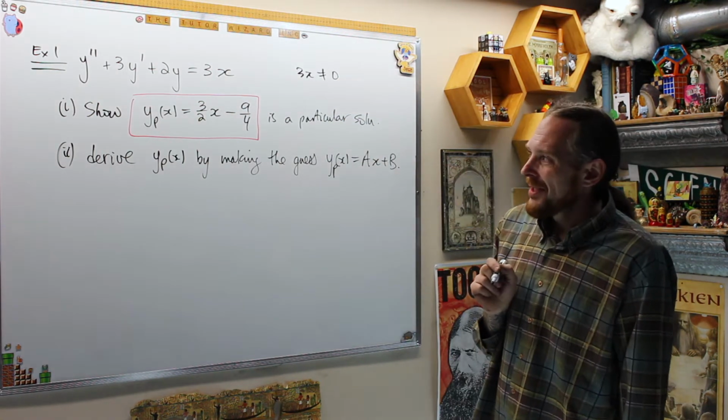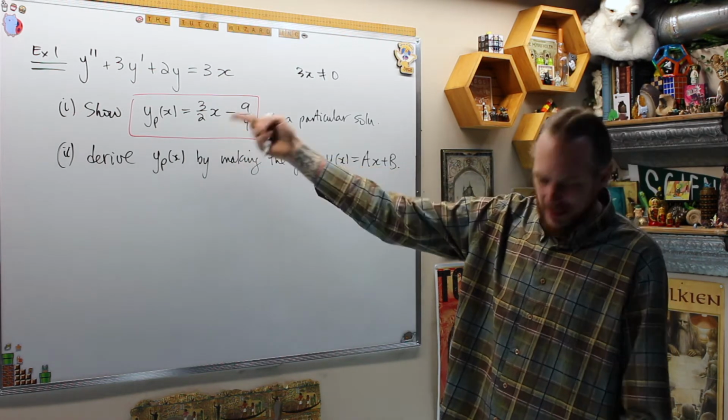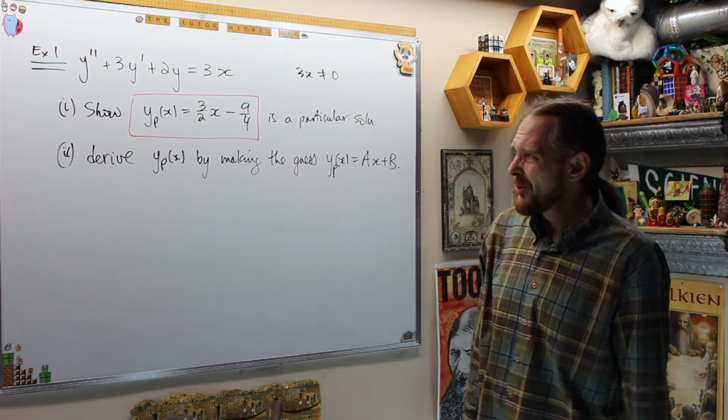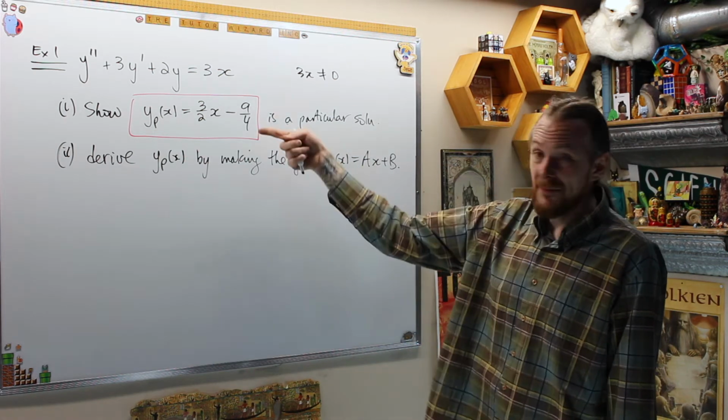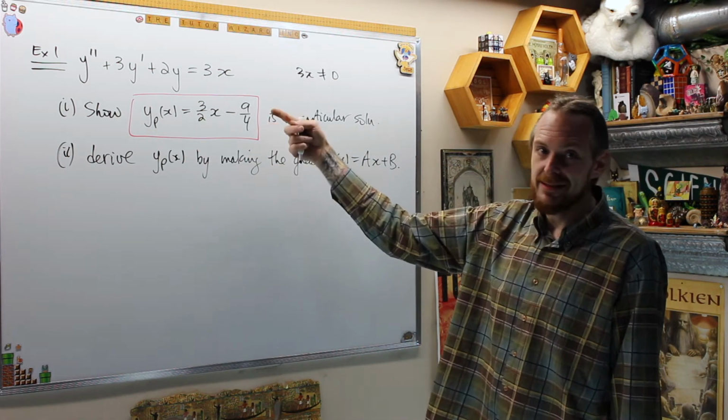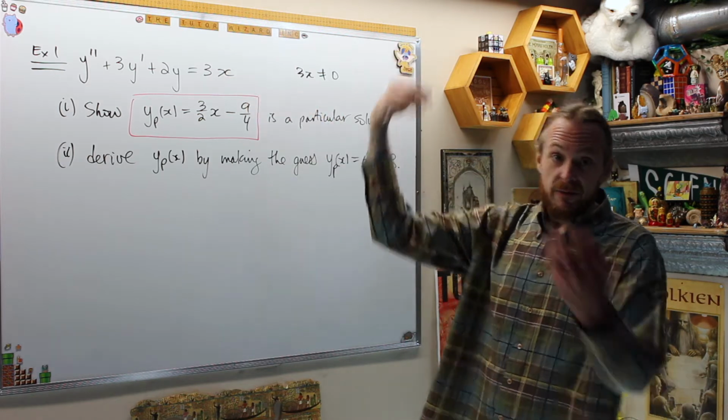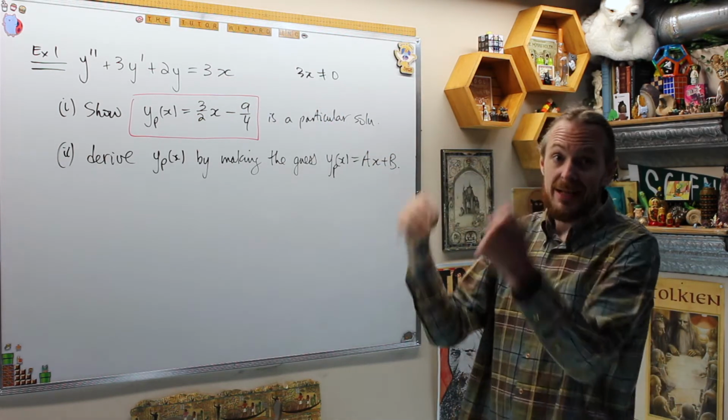What we're going to do first is show that someone's already cooked up somewhere a particular solution. So I'm going to show that it is a particular solution. What do we mean by that? I'm going to take its first derivative, its second derivative, which will be nice as 0, and then I'm going to plug it all in there. And then hopefully when we simplify, we get 3x. And that means that it worked.